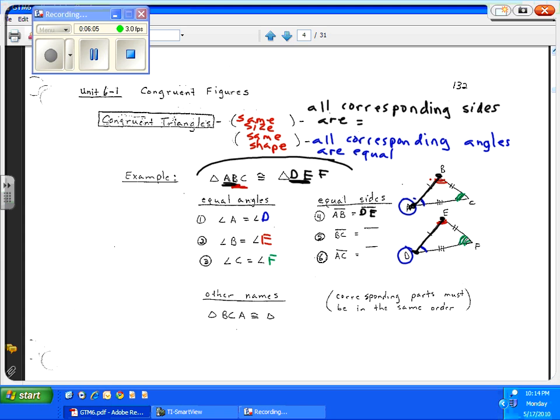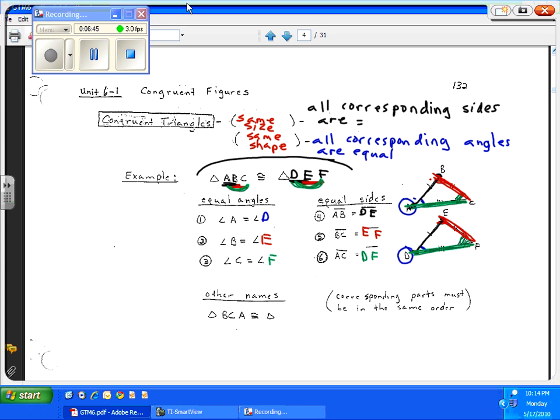The last two letters, BC, would make another side. It would go to the last two letters, EF. We can see that those correspond both in the way they're named and in the picture. And the first letter and last letter, AC, would make a side that would correspond to the first letter and last letter, DF, which would represent its corresponding side. So when you name congruency, you name corresponding parts in order.